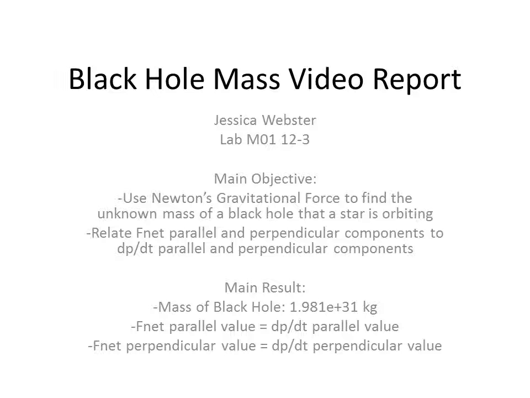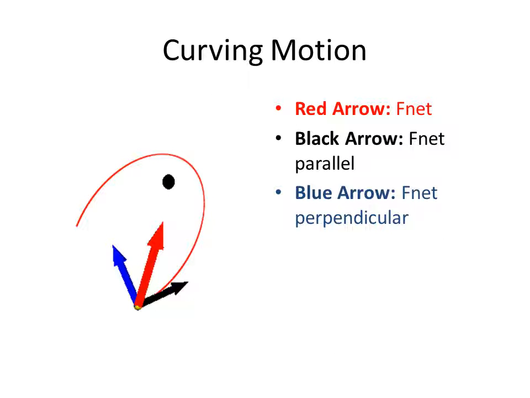In this lab I observed a star with known mass orbiting a stationary black hole with an unknown mass through a Python simulation. Through this lab I also saw how FNet and the changing momentum's vector components correlated. The result of my lab was that the black hole had a mass of 1.98 times 10 to the 31st power. Also, FNet's parallel component equals the change in momentum's parallel component, and FNet's perpendicular component equals the change in momentum's perpendicular component. In this lab, we observed the star curving around the unknown mass.